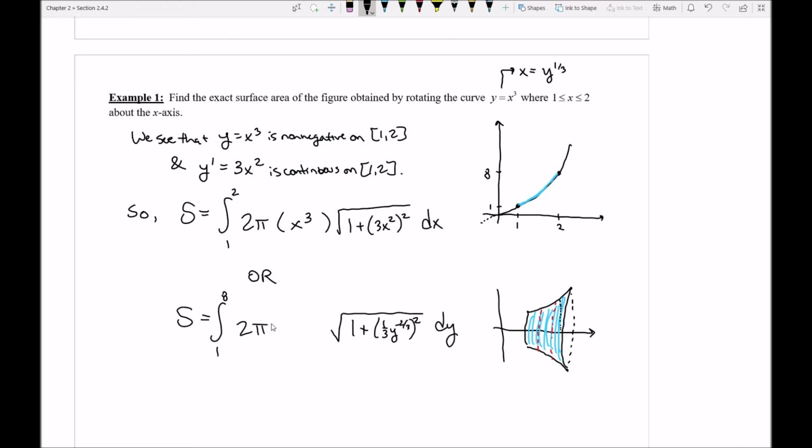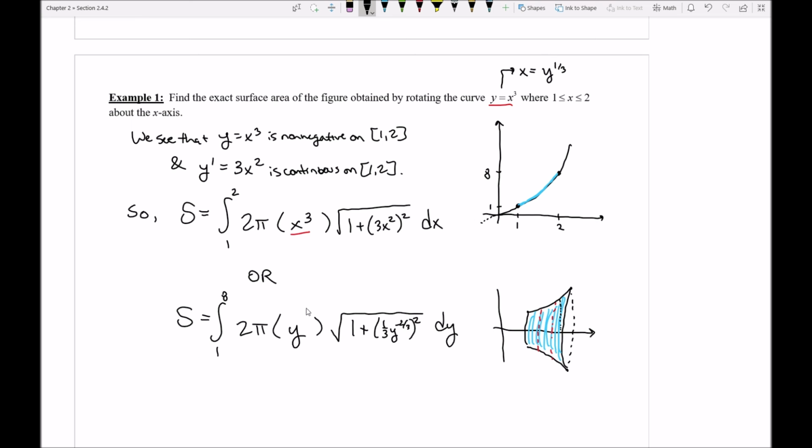My 2 pi stays the same, and now I'm interested in swapping out whatever x to the third is. But I know what x to the third is. x to the third is y. And that's perfect because now I have an integral with all y components. And that's what I'm interested in.